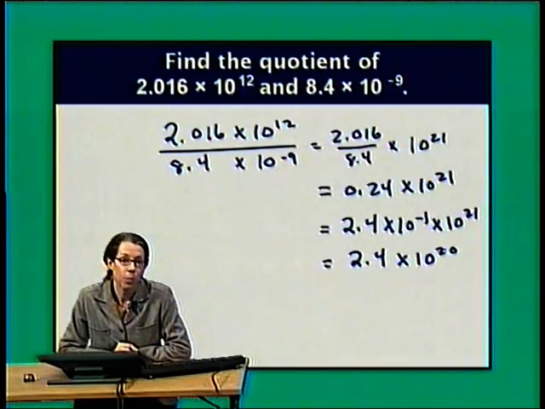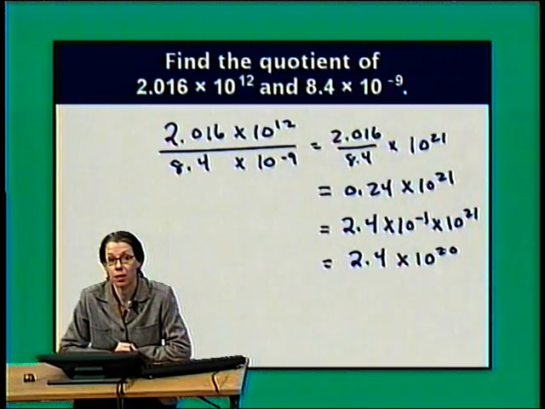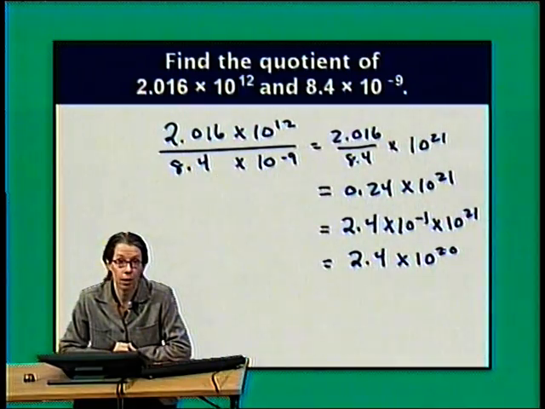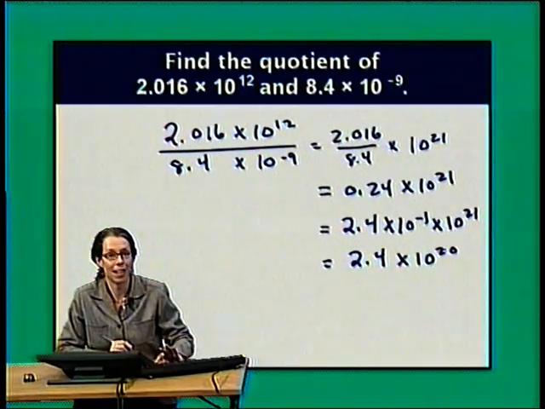Now in the next part of this lesson, Steve's going to show you how to enter numbers given in scientific notation into your calculator. So you could just pull out your calculator and have it compute this quotient. Steve will show you that in the next part of the lesson.